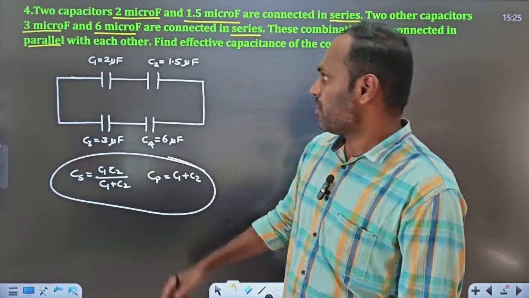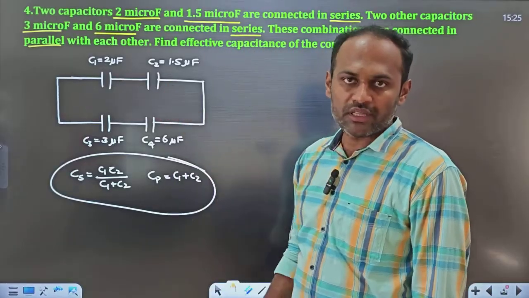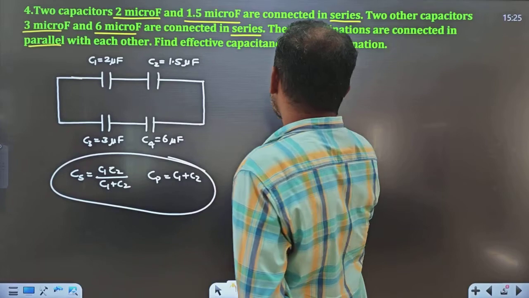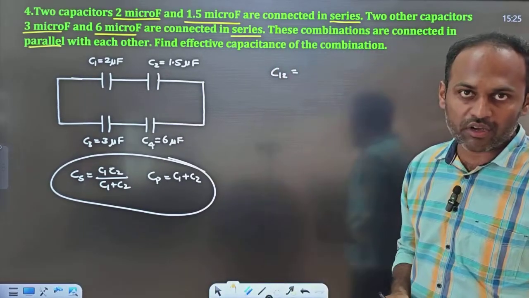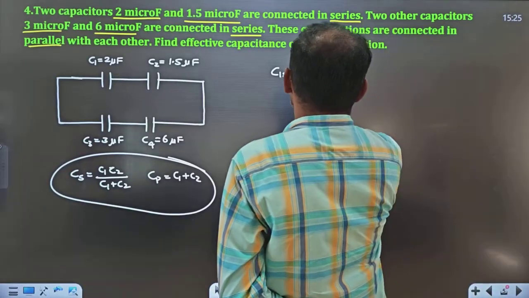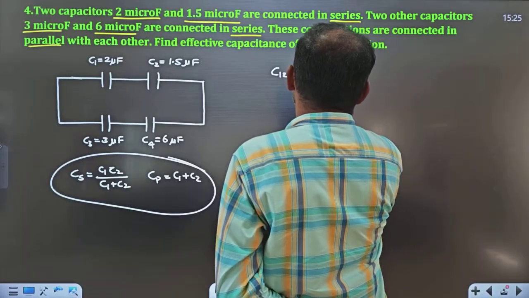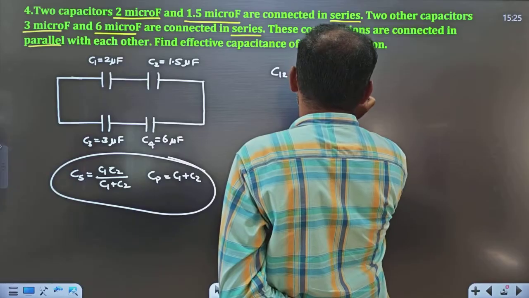Okay, now C1 and C2 are in series. These both are in series. So I will find the effective capacitance of these both. C1 and C2, the effective, I will call it C12. The formula will be C1 into C2 divided by C1 plus C2.